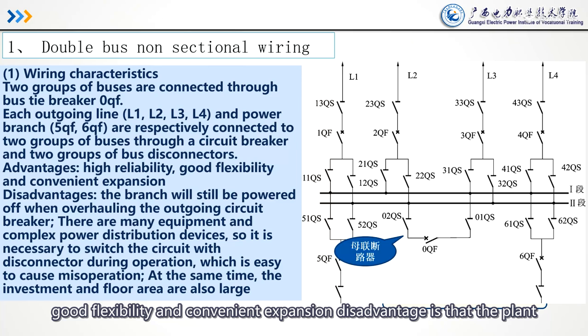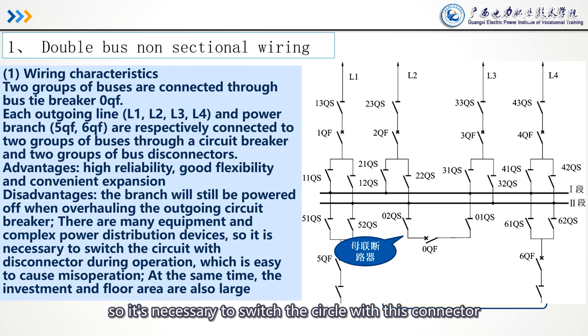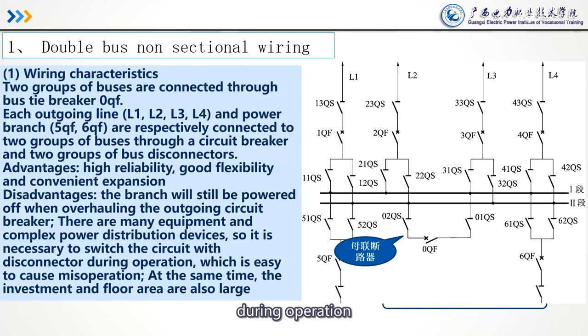The disadvantage is that the branch will still be powered off when overhauling the outgoing circuit breaker. There are many equipment and complex power distribution devices, so it's necessary to switch the circuit with disconnectors during operation, which is easy to cause misoperation. At the same time, the investment and floor area are also large.